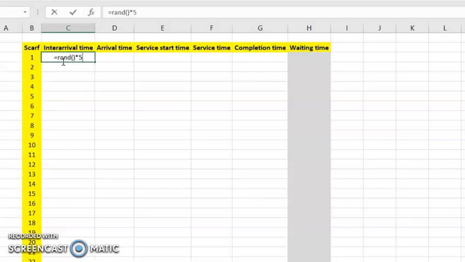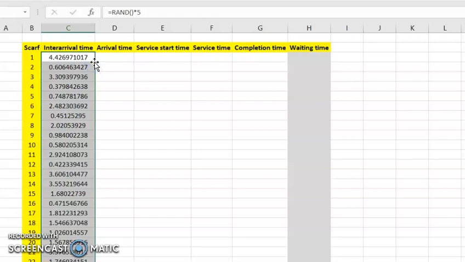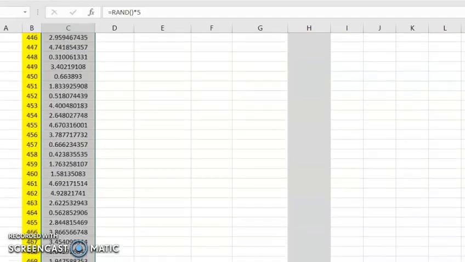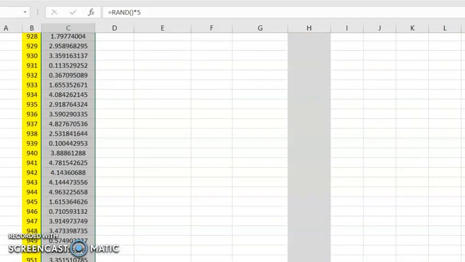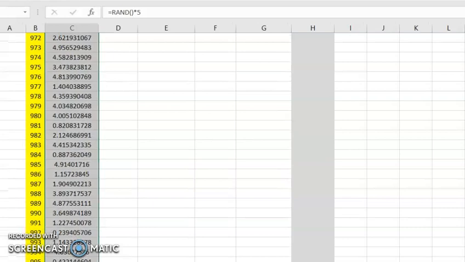We have talked about all these things before. 5 is because of the range, because of the length of 0 to 5, and why we don't have any lower bound in this uniform random number generation, because it is 0. So it is the inter-arrival time, so I can populate it for the remaining 1000 scarves. So it's going to be something like this, and now you can see I have all the simulations for the inter-arrival time.